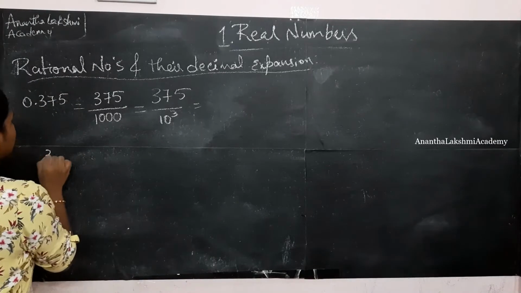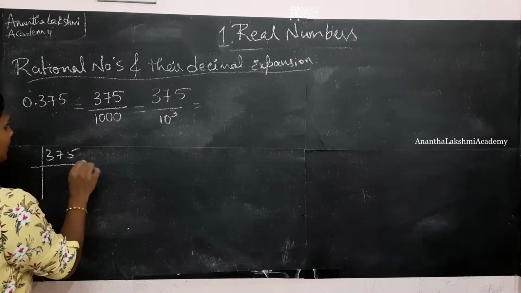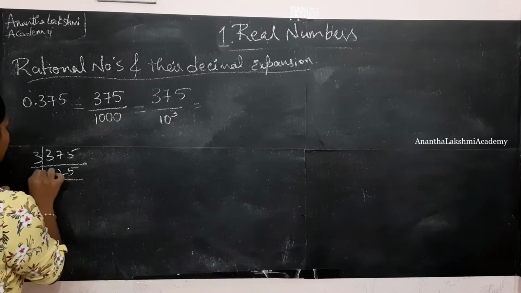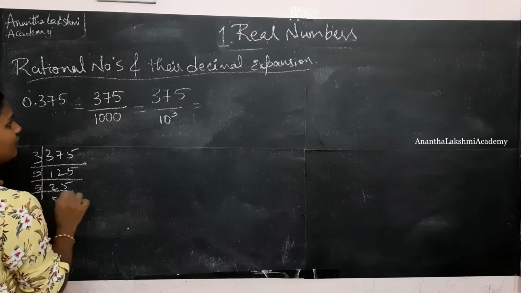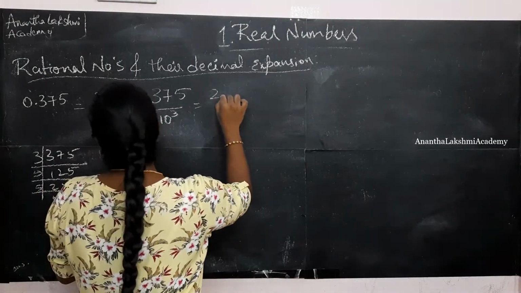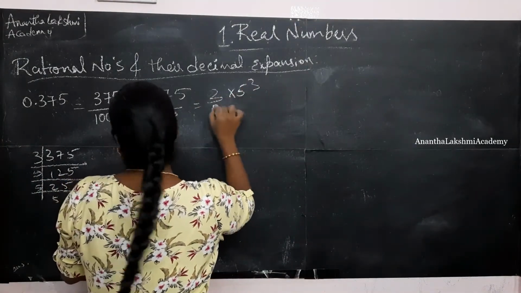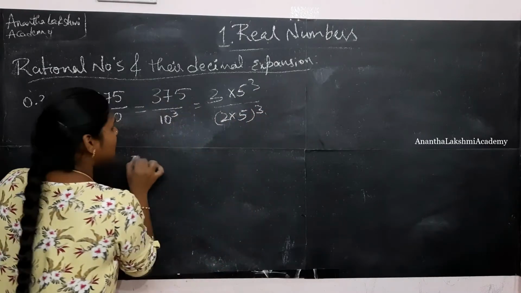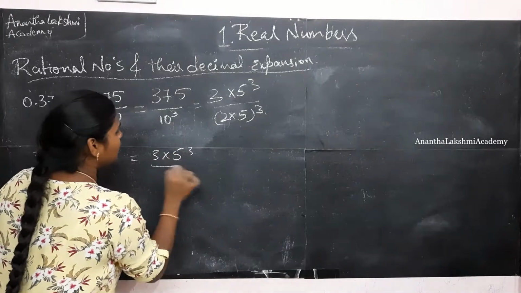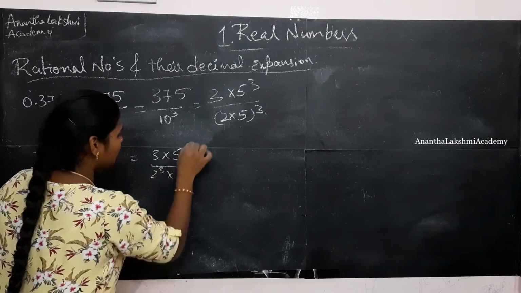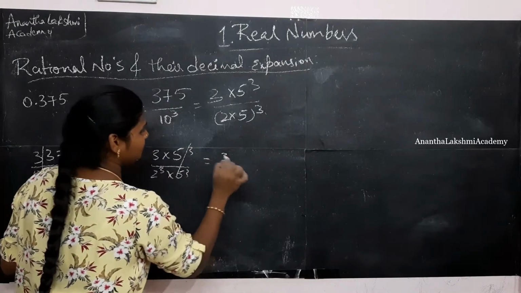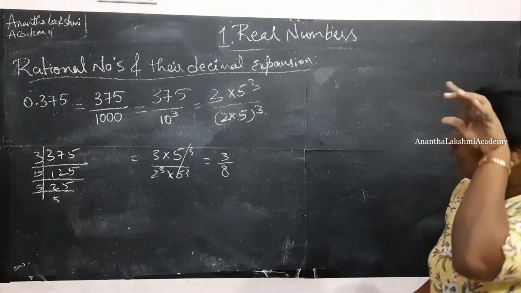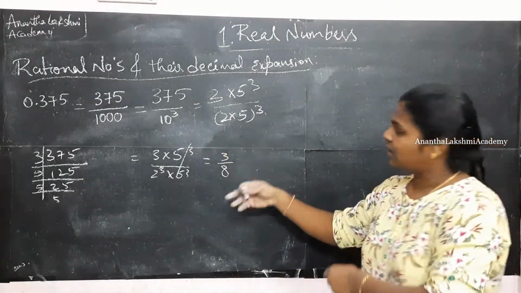Let us get to the concept of 375 and find its prime factorization. 3 fives are 15, 5 fives are 25, 5 fives are 25, and 5. This can be expressed as 3 into 5 cube, and 10 cube can be expressed as 2 into 5 whole cube, which in turn gives 3 into 5 cube by 2 cube into 5 cube. 5 cube gets cancelled, leaving 3 by 8. Now let us understand the theorem which is based on this example.